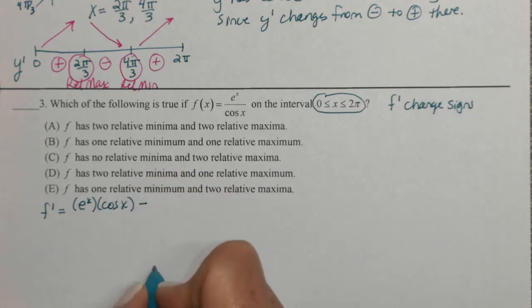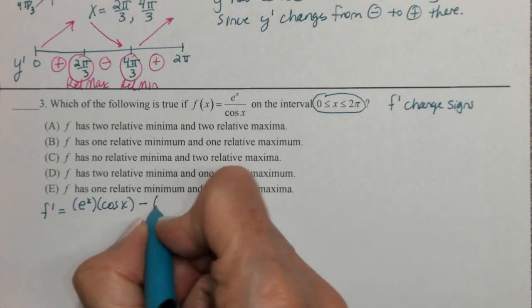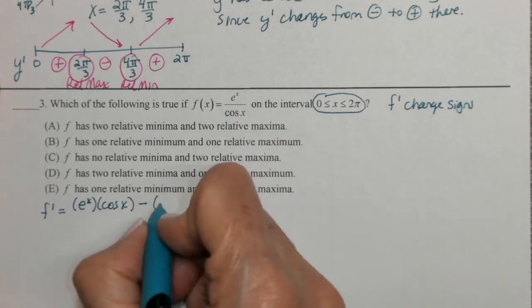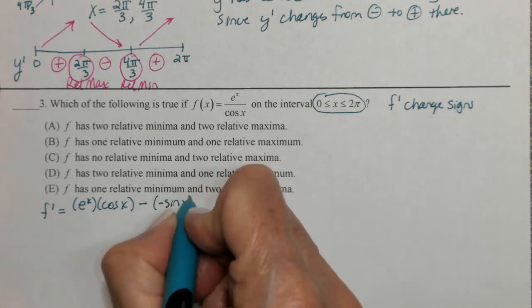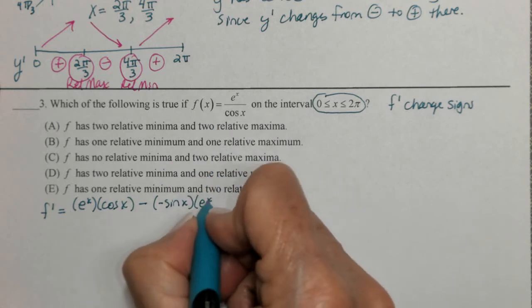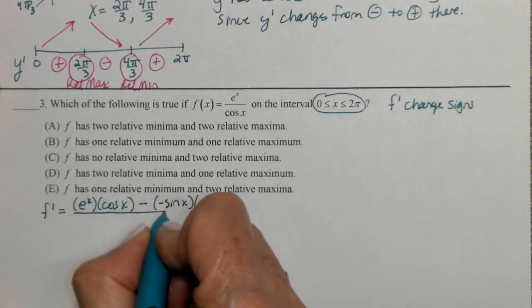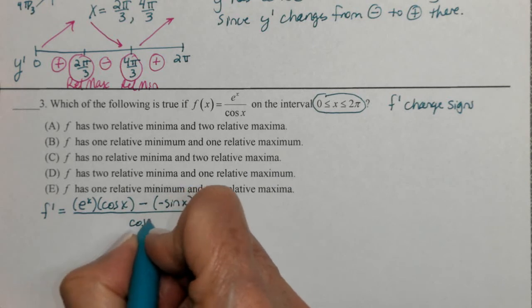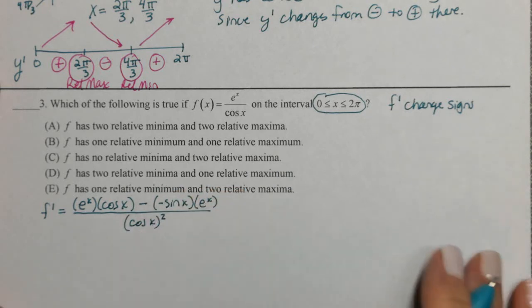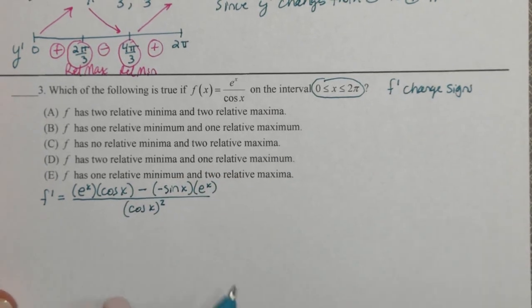Minus is part of the quotient rule. Now I'm taking the derivative of the bottom, negative sine x, multiply by the top left alone, and I'm going to divide by the bottom squared. Okay? Well, this time we do have a denominator. That's going to affect our sign chart. So let's make note of that.